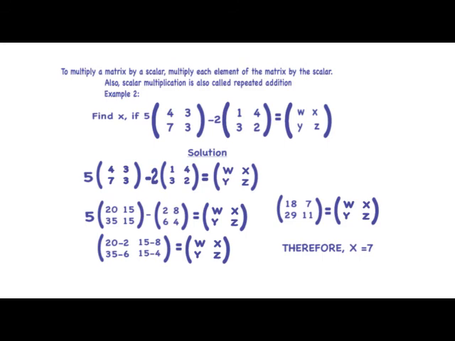Now, by the time you solve it, following the addition and subtraction of matrices, you have 20 minus 2, 15 minus 8, 35 minus 6, 15 minus 4. And this will give us the resulting matrix, which is 18, 7, 29, and 11. Now, if you look at that matrix, you just go to the position of X and locate it with the answer you got. Whatever answer you get is equivalent to the value of X. Therefore, going by this, we find out that X equals 7.